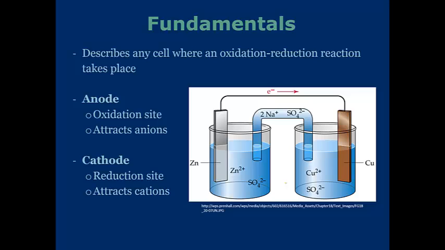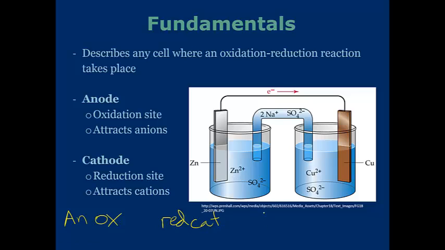Anodes are the oxidation site, and they attract anions. Cathodes are the reduction site, and they attract cations. A good way to remember this is "An Ox, Red Cat." That's how I remember it anyway.